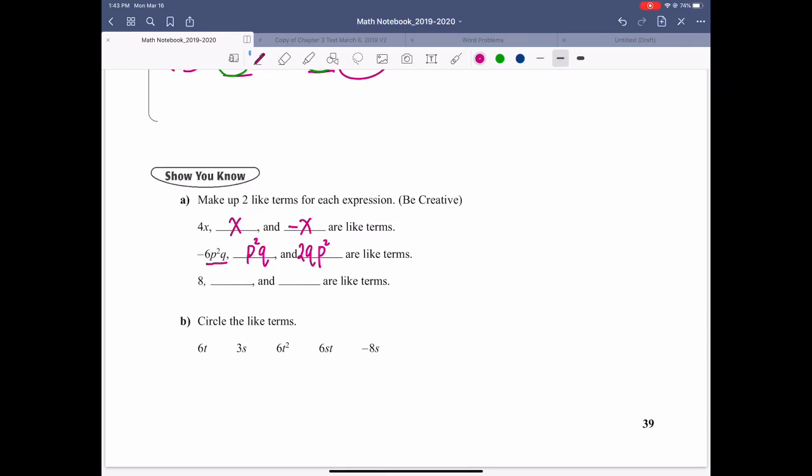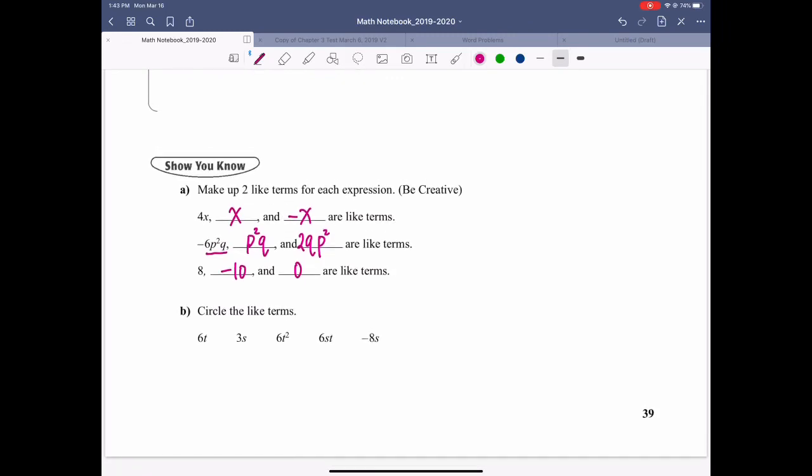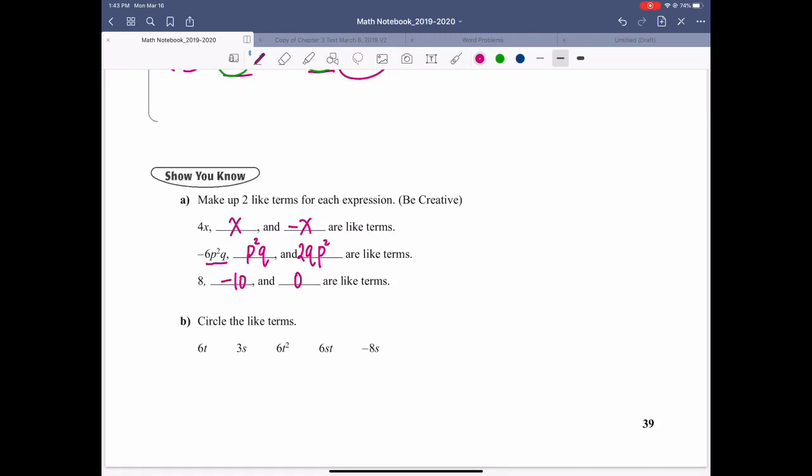And for 8, just come up with 2 random numbers. How about that and that? Yeah, they're like terms. Okay. Now for B, circle the like terms. I want you to pause, do it by yourself, and then come back.